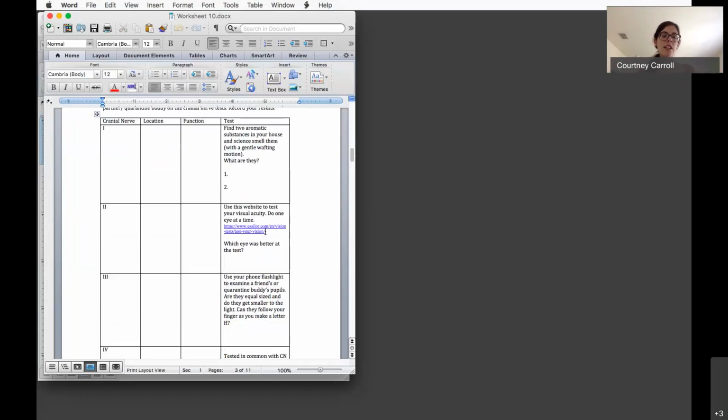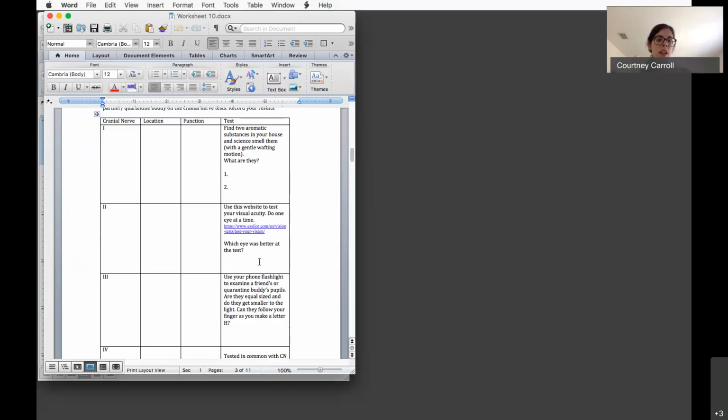Okay. Then you're going to test your visual acuity. I have a little link here that will allow you to test eyes, do one eye and then the other, and then you tell me which eye was better. You see better with the left, you see better with the right. If you wear glasses, keep your glasses on. If you wear contacts, you can keep your contacts in. But usually, even with people who are wearing corrective lenses, there's still a better eye. For me, it's my left eye.